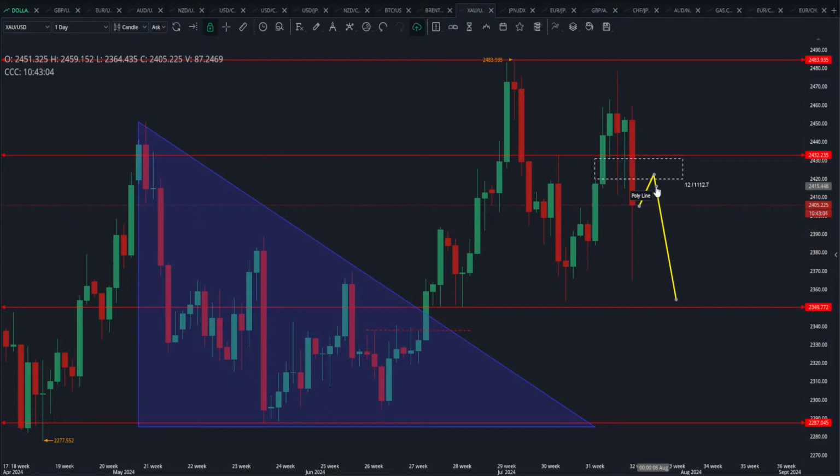I think 2432 should be a very strong resistance for the price in the coming days. And what we are looking for is 2349, at least 2349. Once it trades below that, 2287 may also be exposed in this.